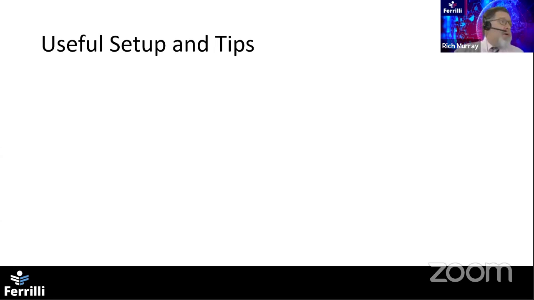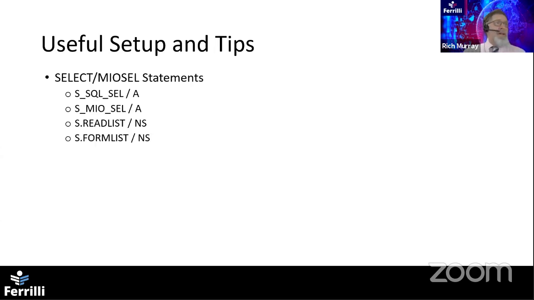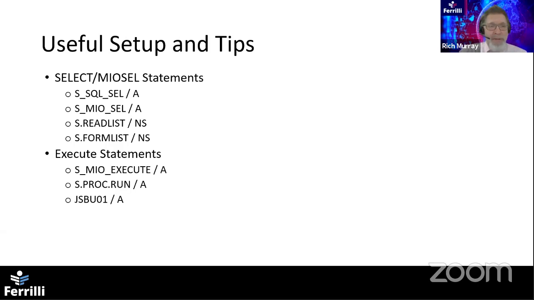A couple more here. There's one for selects and MeoCell. So this is what is occurring when you do a list specification. You can kind of see that get processed. There's execute statements. One of my favorites is s.proc.run /a. That essentially gives you what's on the procedure hook for a front end form.